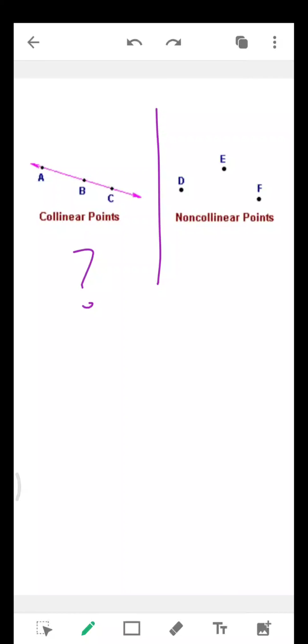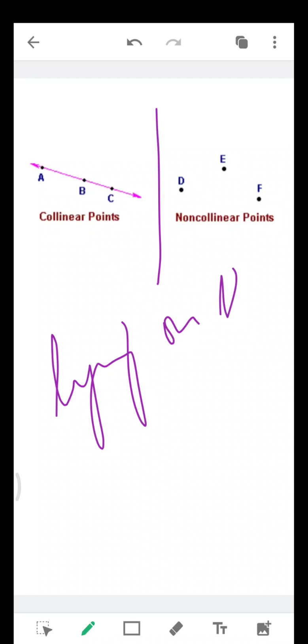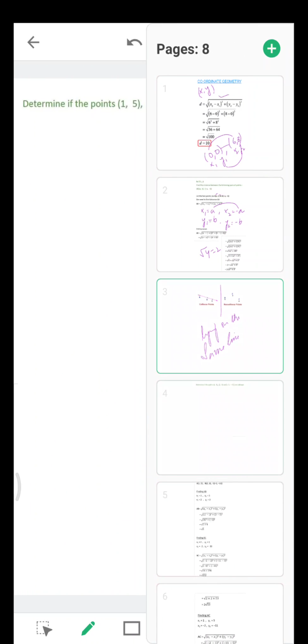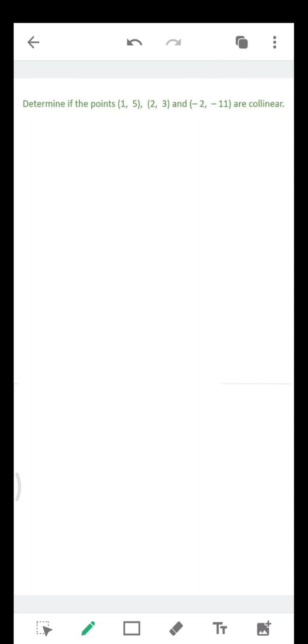So we are going to learn the concept of collinear points and non-collinear points in our next question. So what are collinear points? Points lying on the same line. You can take this definition in your class books and draw the figures. And points which do not lie on the same line are called non-collinear points. So the next question is about this only.